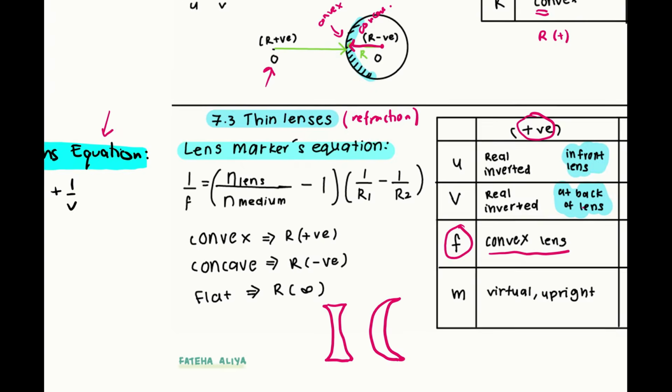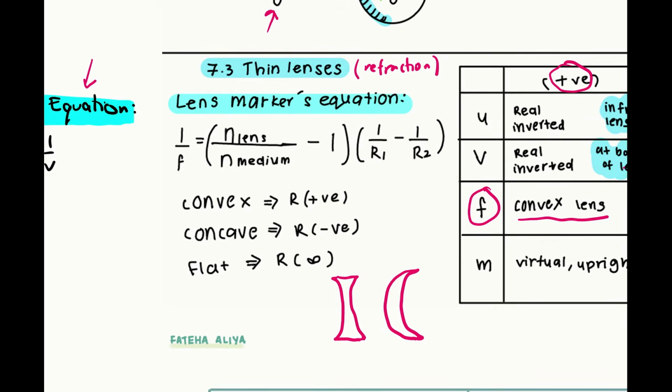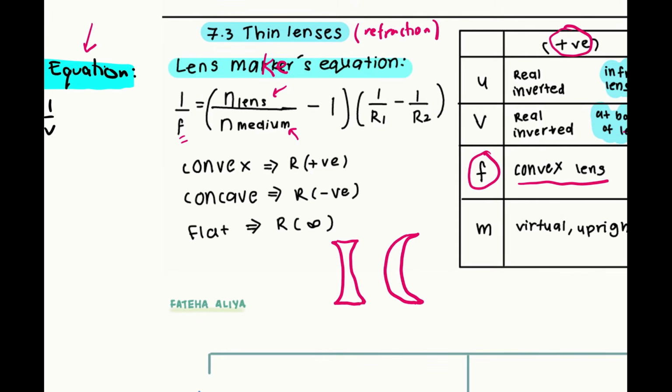For 7.3, we also have another equation for lens, that is the lens maker's equation. It's 1 over f equal to n lens, the index of refraction of lens per medium, minus 1, times 1 over r1 minus 1 over r2. In terms of the sign convention, it is just the same as the previous equation: if it is a convex surface, r is positive; if it is concave, it is negative; and if the surface is flat, the radius of curvature is infinity.